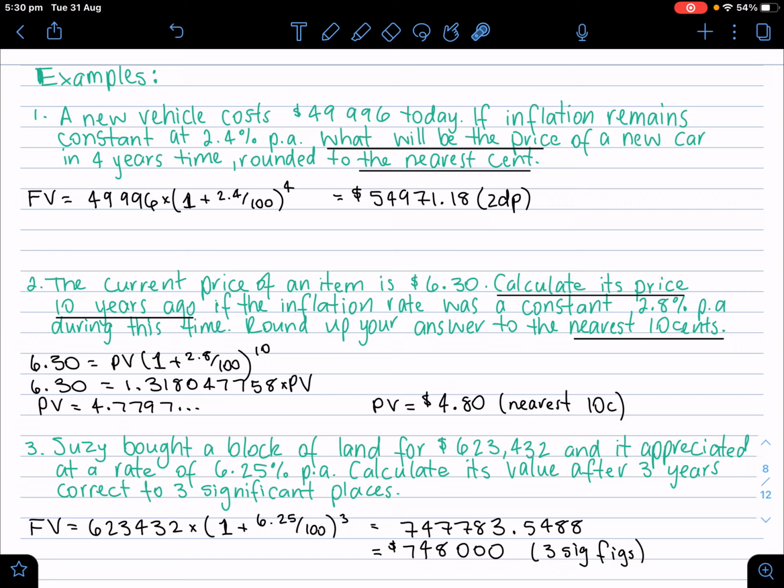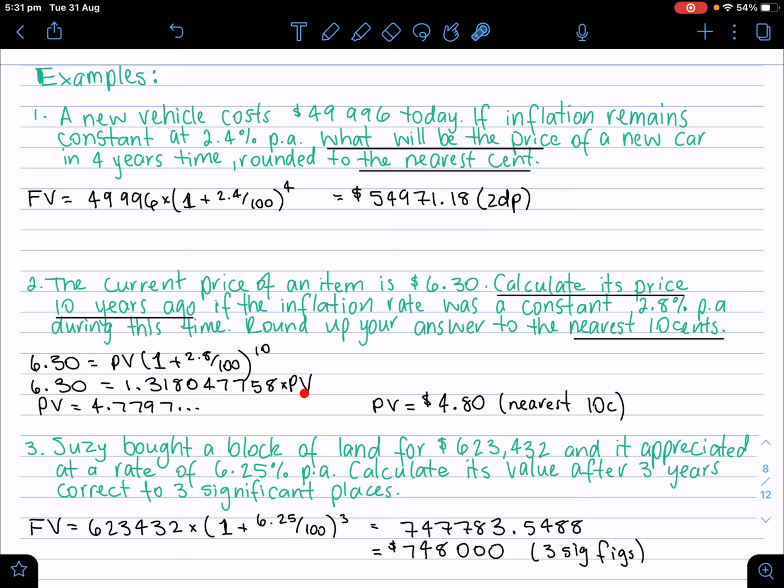So I just work backwards. I don't know the present value. So technically reading this, it's saying, okay, in the future, it's $6.30. What was it 10 years ago? So I can put everything into this formula except for the present value. So I have my rate over 100 and I have my 10 as my number of periods. So then I simplify this side here and I get this number. And you see I don't round off when I'm doing that. So I still have that number times PV, present value.